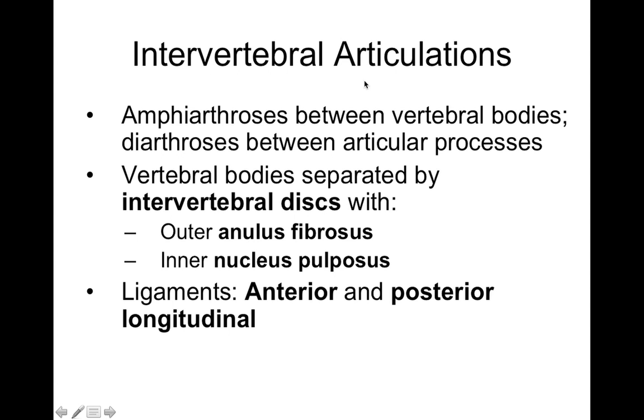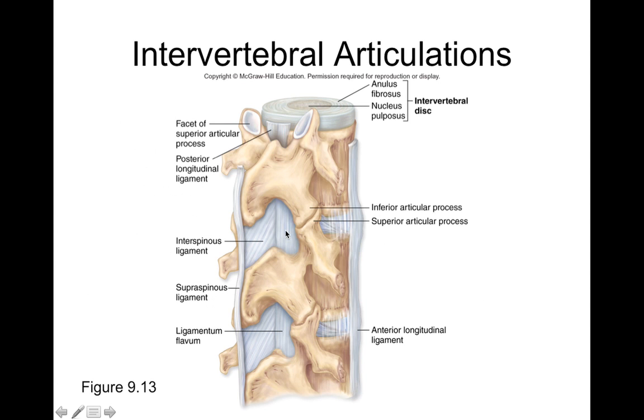So what about these intervertebral articulations? Well, you find these between your vertebrae, and you find an annulus fibrosus and a nucleus pulposus. And what does this look like? Here's an intervertebral disc. It's got an outer layer of fibrocartilage and an inner layer of gelatinous material. So it helps cushion between these vertebrae really well.